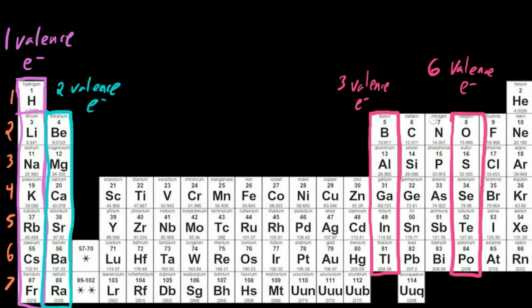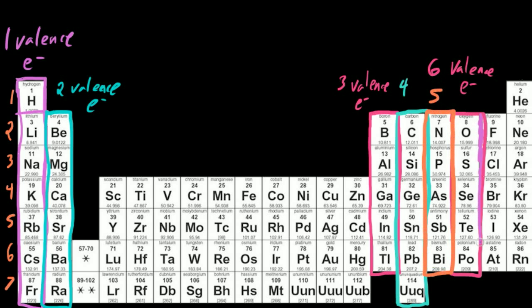And then we'll move over to the next family, to this family that starts with carbon. They all have four valence electrons. Then right next to it, the family that begins with nitrogen. Circle this. This whole family, they all have five valence electrons.